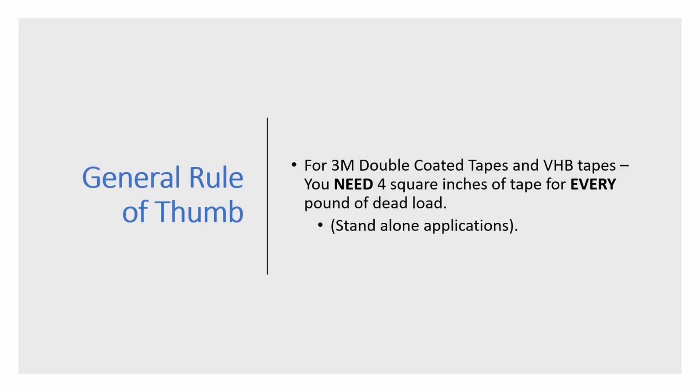The general rule of thumb for double-coated tapes and VHB tapes that'll be used as a standalone attachment is 4 square inches of coverage for every pound of dead load. So this is the tape being used to hold something in place, let's just say on a wall. You need 4 square inches for every pound that object weighs, so the tape can handle the static load of that application.